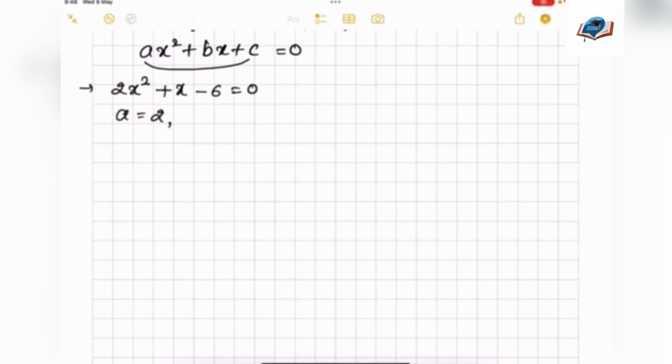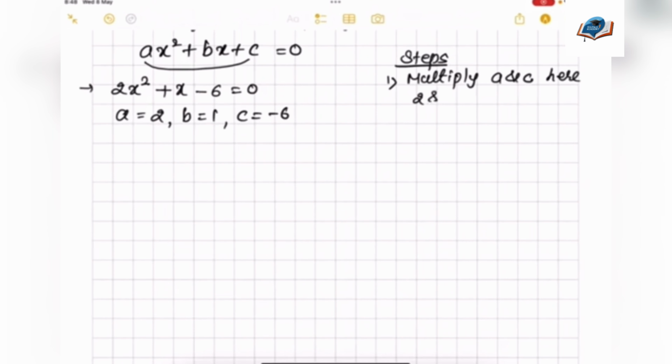There are steps to find it. Let us understand that. The first step is to multiply a and c. So a and c is 2 into minus 6, that will be minus 12. Now, the second part is I have to take out the factors of 12 such that their sum is b.